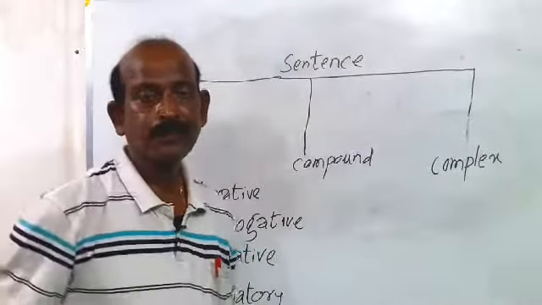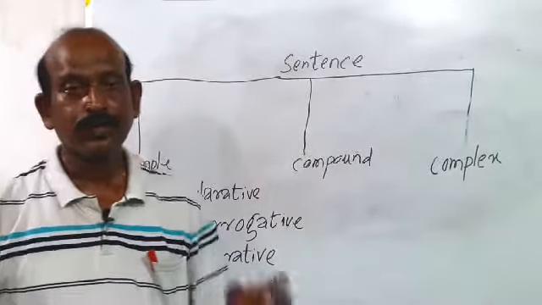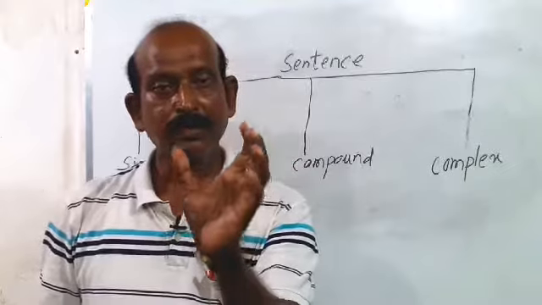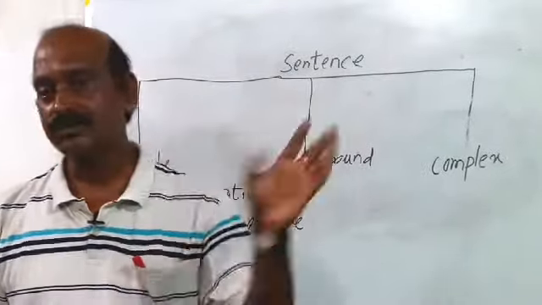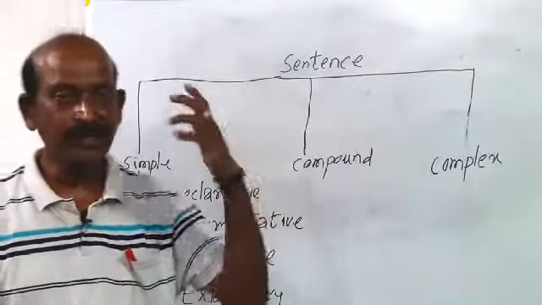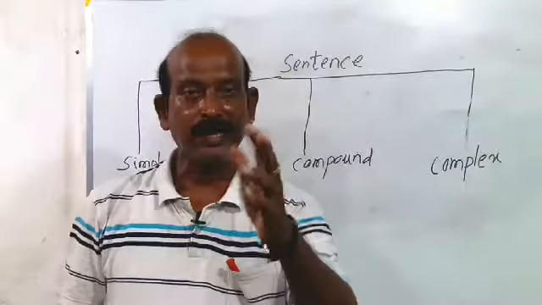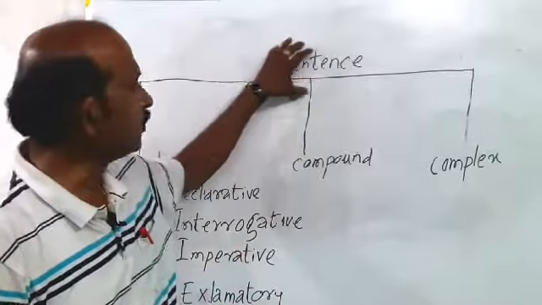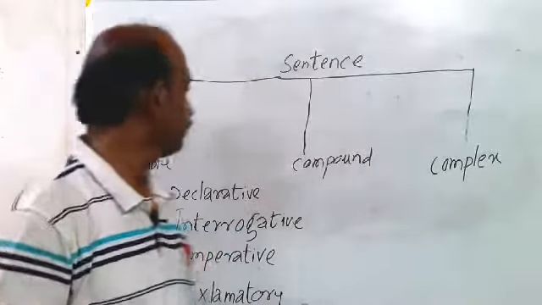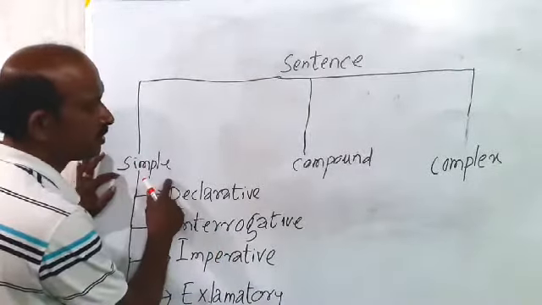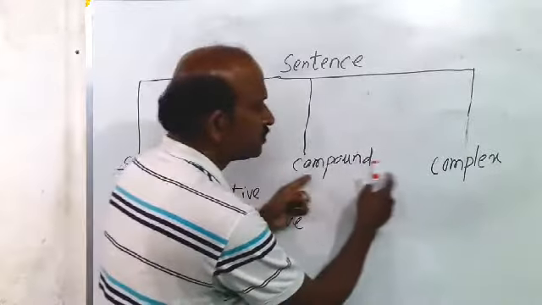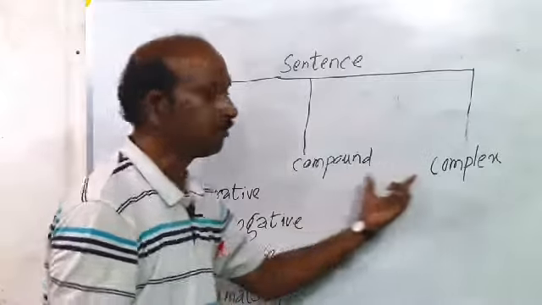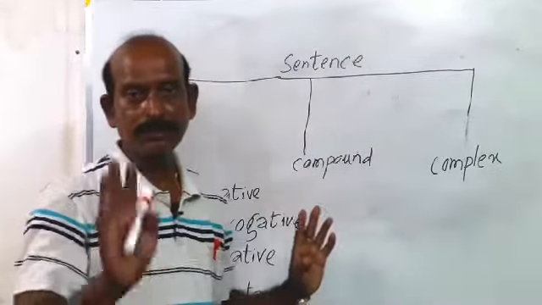Yesterday I told you that when a group of words combinedly express the complete sense, that is called a sentence. Today I shall teach you about the categories of sentences. The sentence is broadly divided into three categories: simple sentence, compound sentence, and complex sentence. Am I clear?